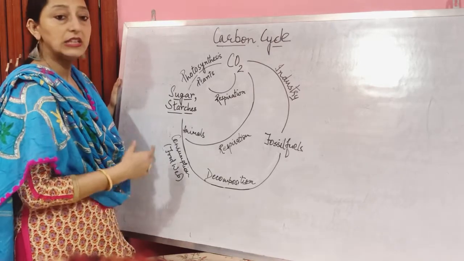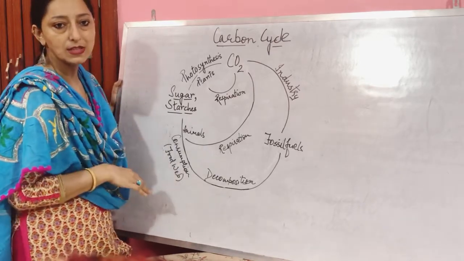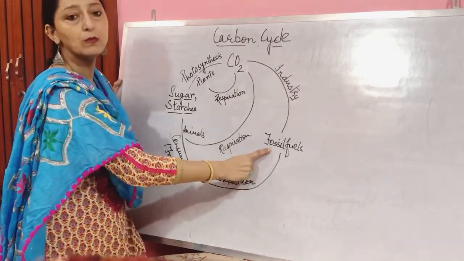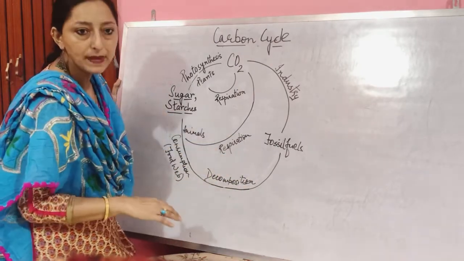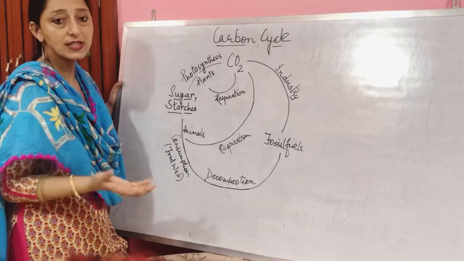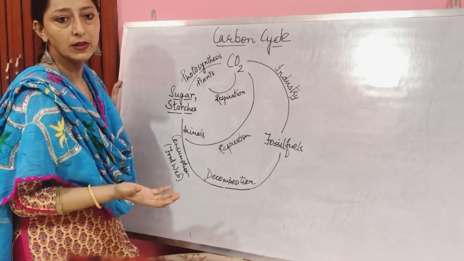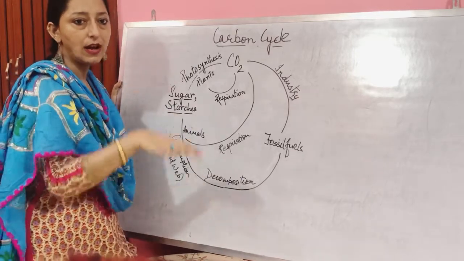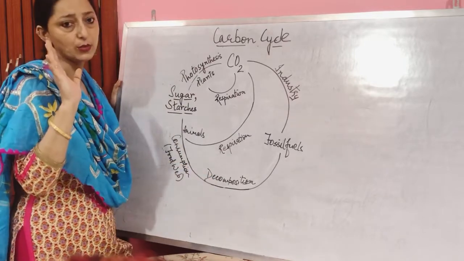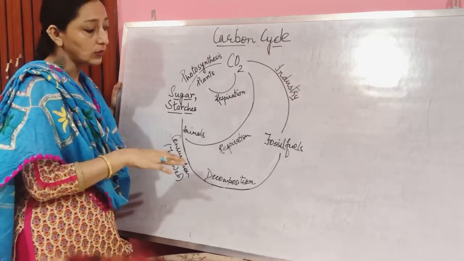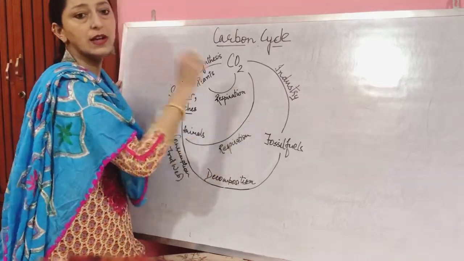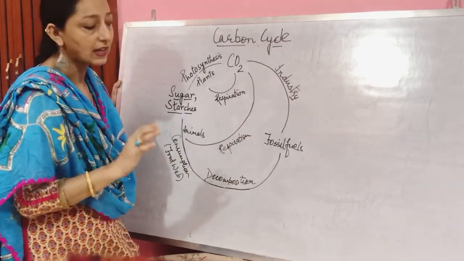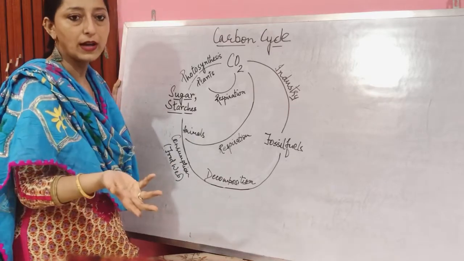Now what do these dead plants and animals form? They form fossil fuels. And how are these formed? Fossil fuels are formed when they are compressed under high temperature for millions of years. Okay, now carbon dioxide is released into the atmosphere when plants and animals respire.